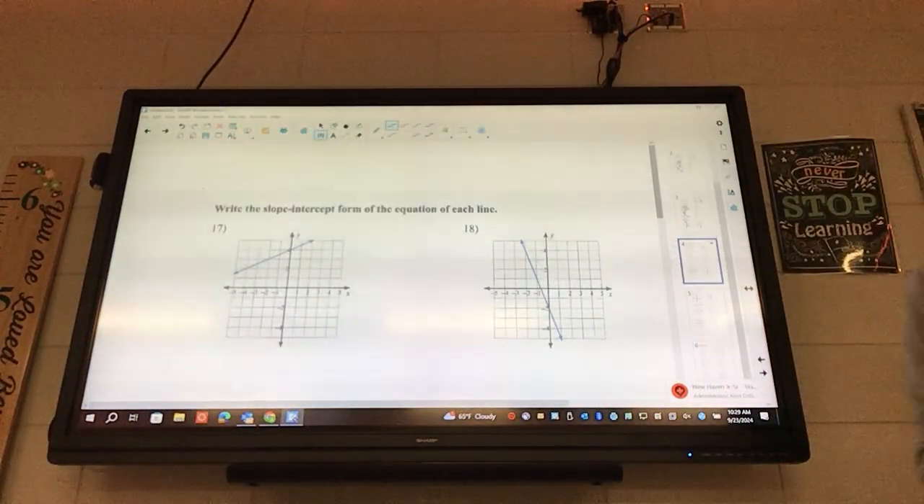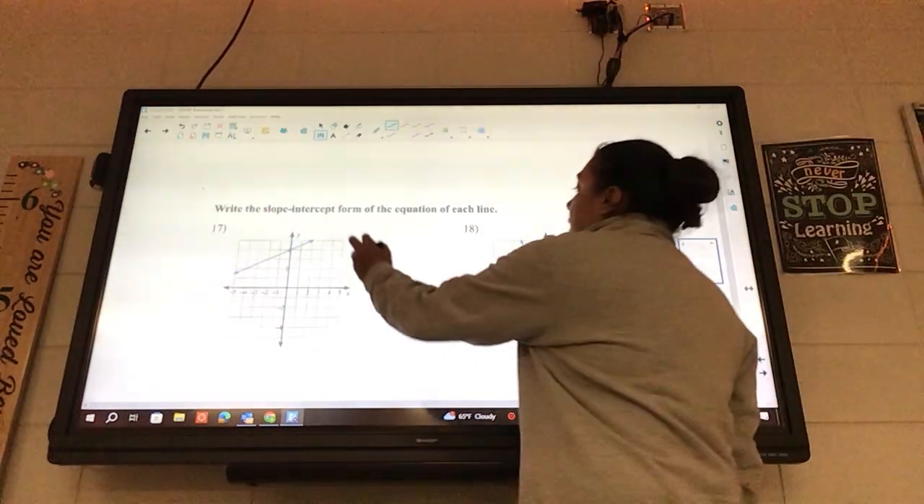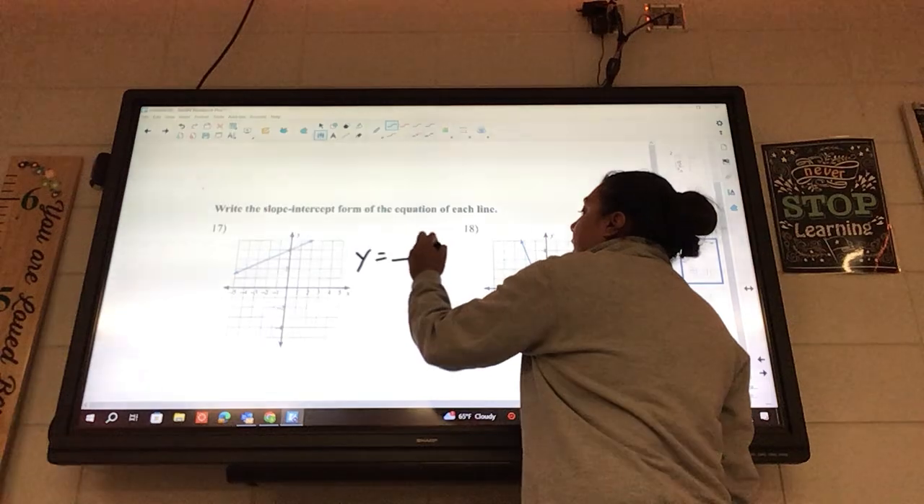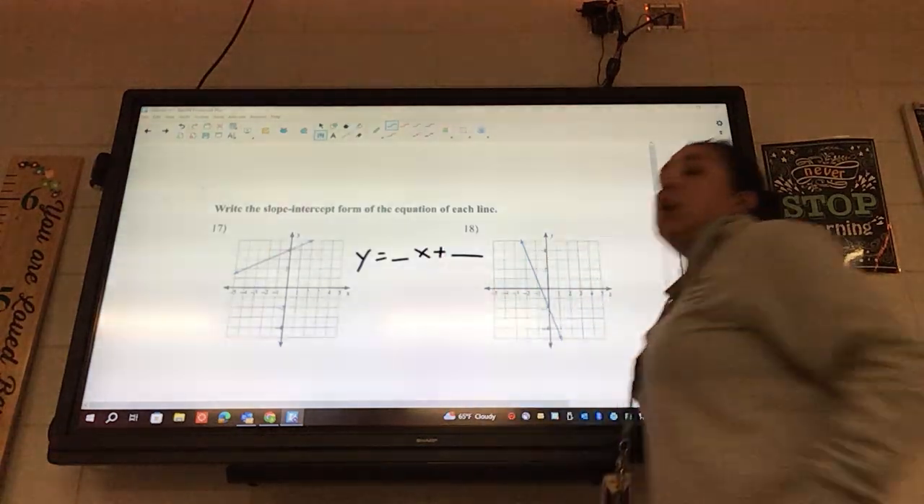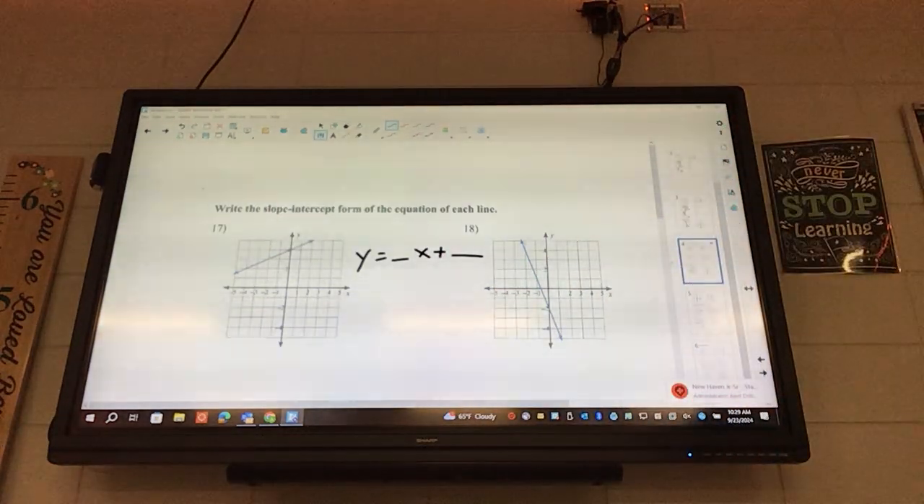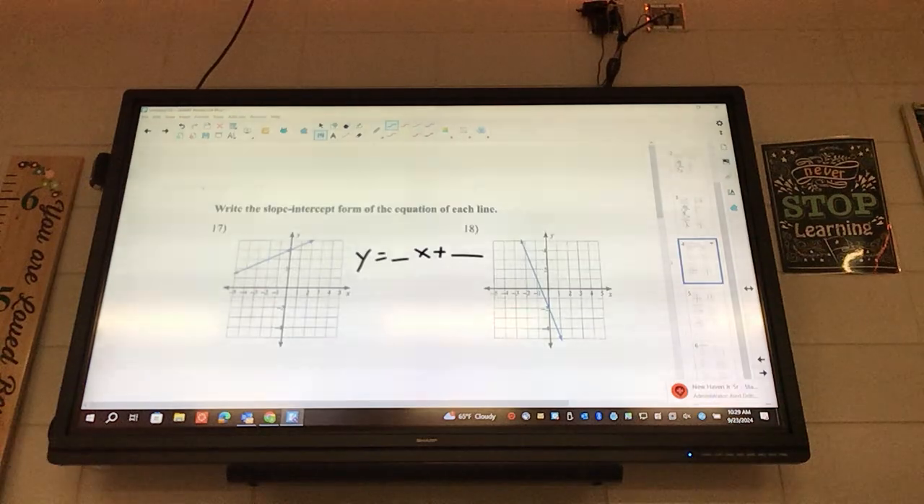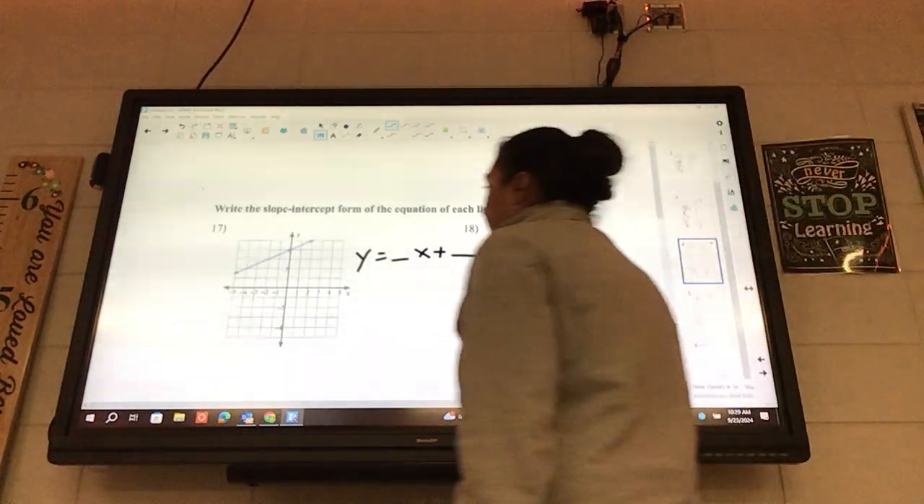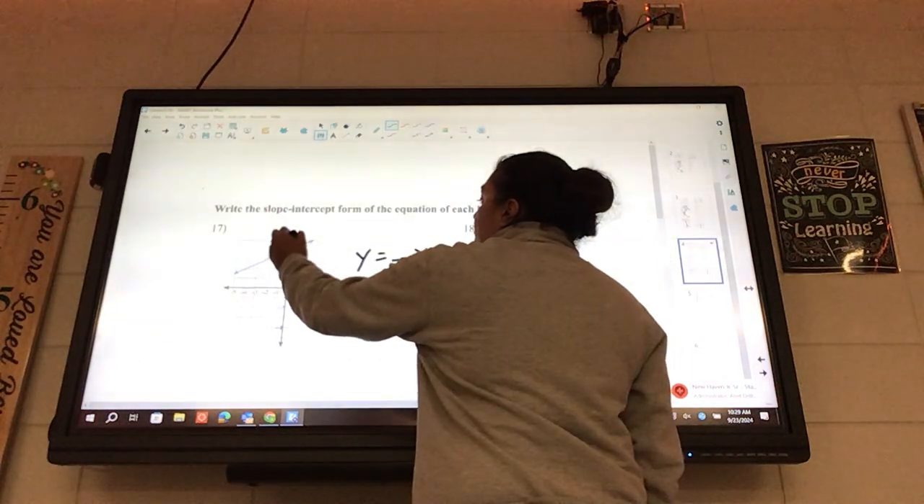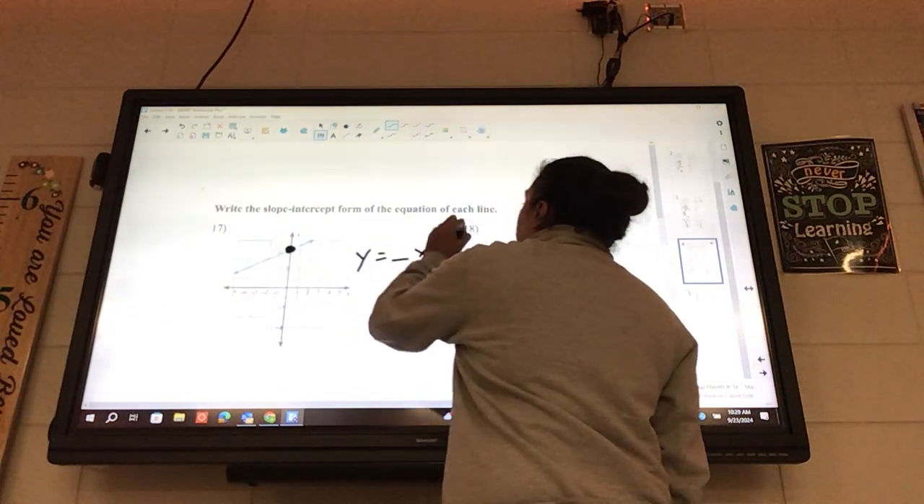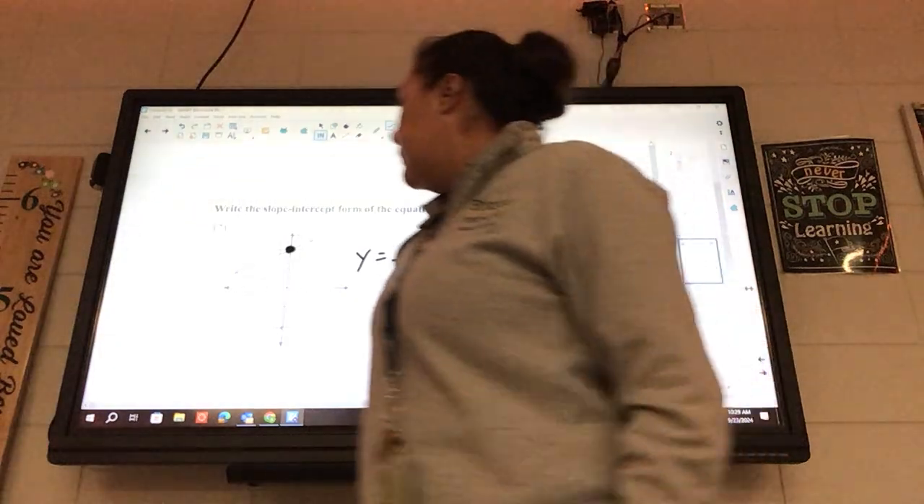Okay, 17, write the slope-intercept form of the equation of a line. I can tell you this much, it's going to look like y equals blank x plus blank. Which blank do you fill in first? The second one, the right one, yes. Okay, and where is that? It's at 4, so it's the y-intercept. So you're going to put a big dot on there and fill in the 4.